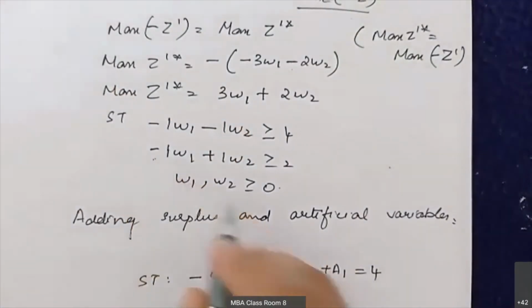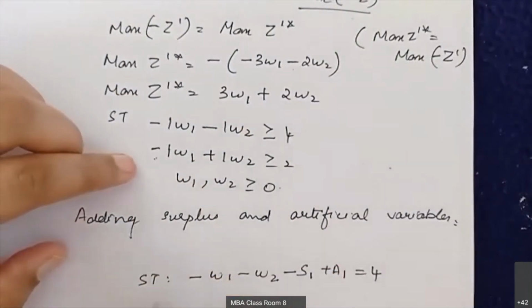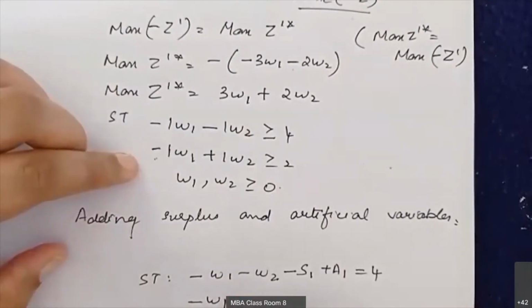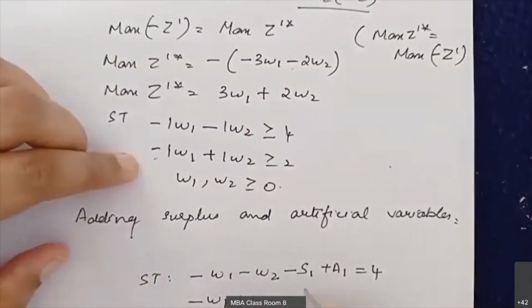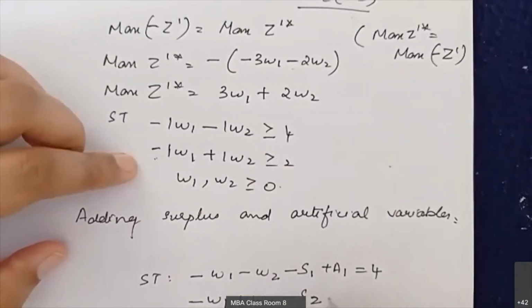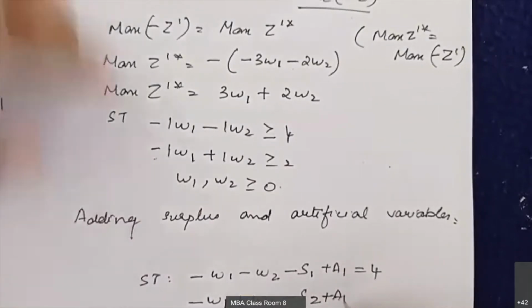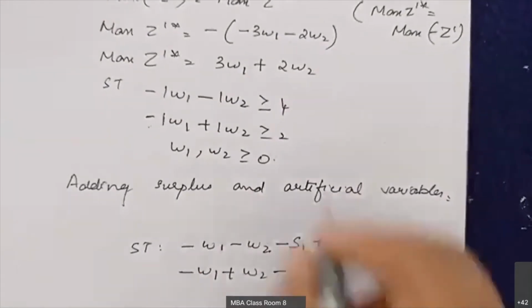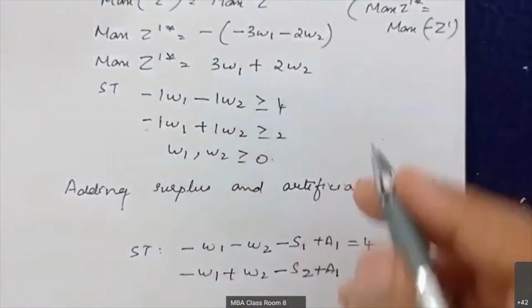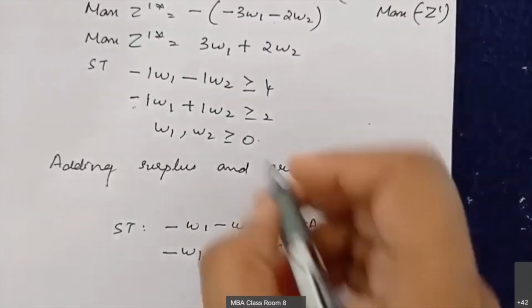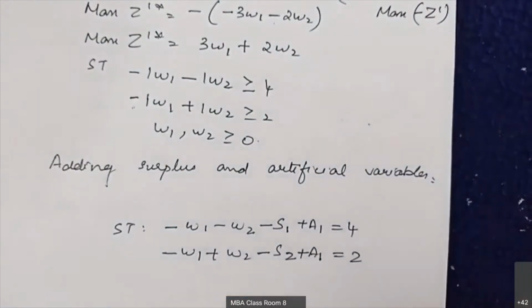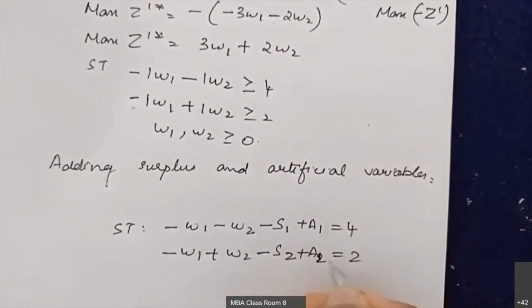Okay, similarly, the second constraint also has greater than or equal to. So it is minus W1 plus W2 minus the surplus variable, I'm going to use S2, plus A2. We have already seen in the big M method, no? Since it is greater than or equal to, we have to use the big M method. Equal to, here we have 2.